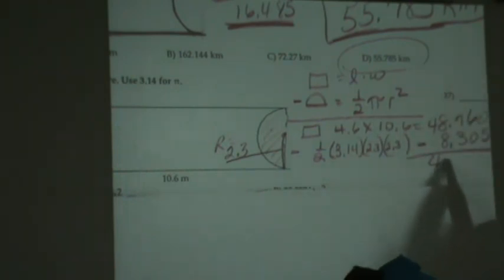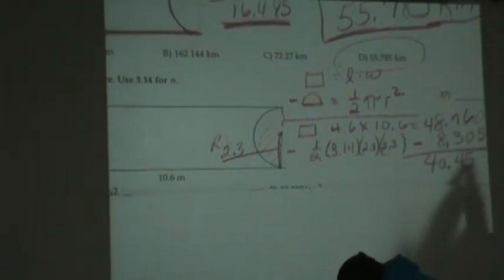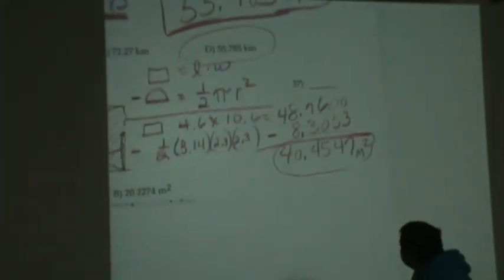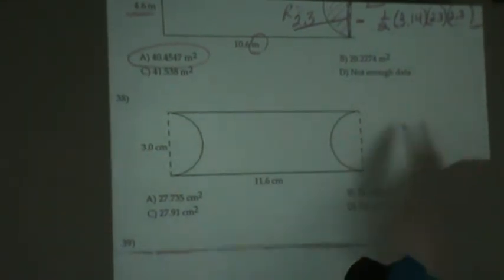So yeah, 40.4547 units. Meters squared. Meters, and we're doing area, so yes, it's squared. Okay. Now we have another rectangle, but we're subtracting a full circle. That's actually going to be easier because we don't have to halve the circle. We're going to do a full rectangle, the length times width, minus a full circle, pi r squared.